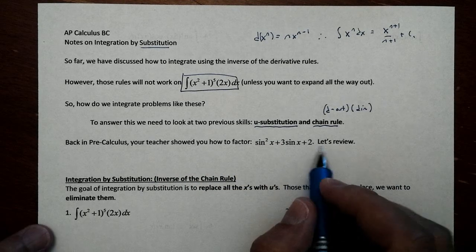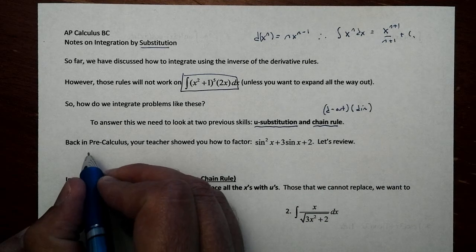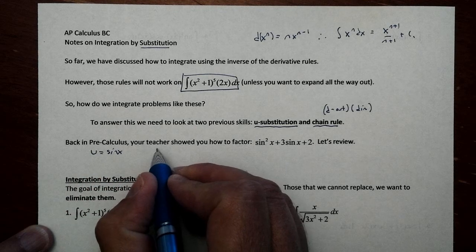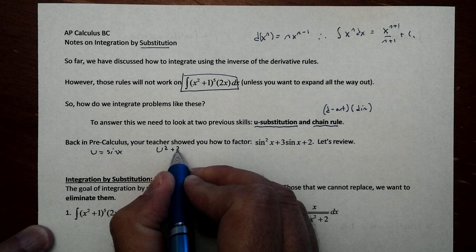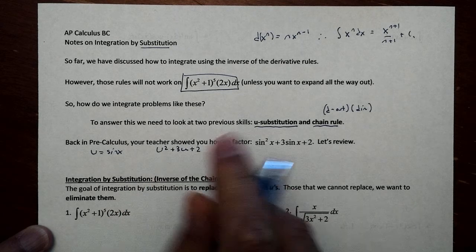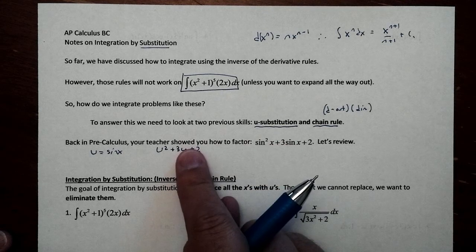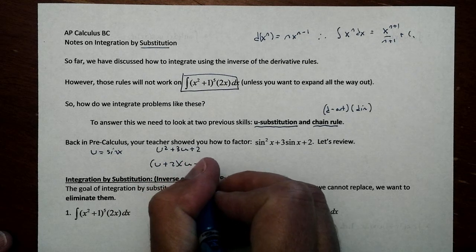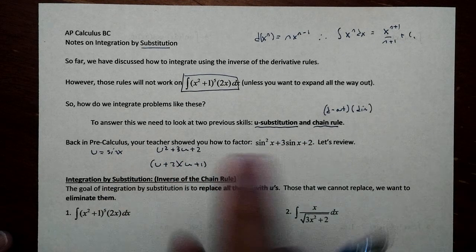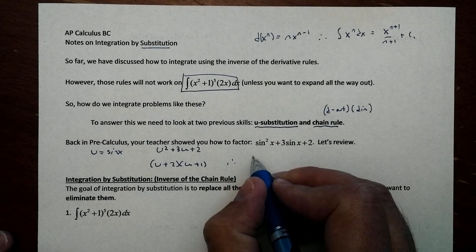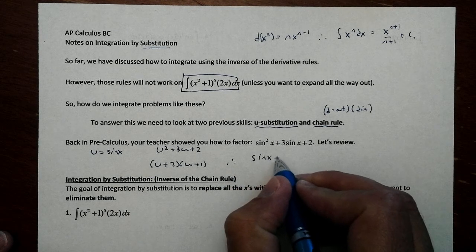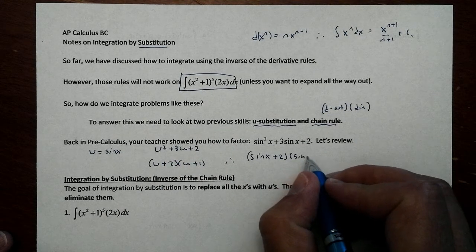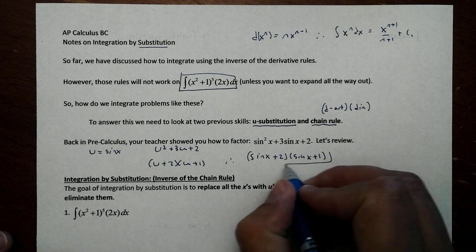So, to begin, back in pre-cal, when you first learned how to factor something like sine squared x plus 3 sine x plus 2, your teacher probably started off by saying, let u equal the sine of x. And then you would rewrite this as u squared plus 3u plus 2. Even though this looks really difficult to factor, this one was not. We could write this as u plus 2 times u plus 1, and you just put your u back in, so therefore we would get sine x plus 2, because remember u is sine of x, times sine x plus 1. And that would be our factor.